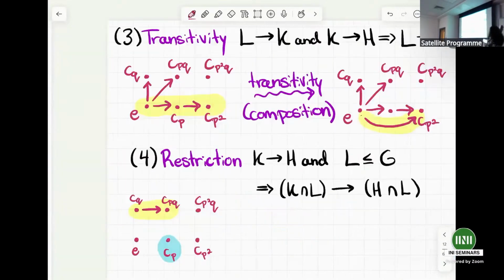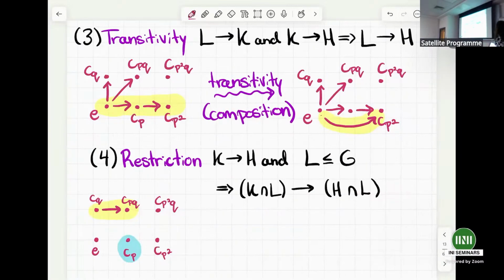And then with restriction, things get even more complicated. Mike was talking about this a lot today. If I have some edge from K to H and just some subgroup of G, I also need the restriction of these two subgroups. I need that edge to also be in it. Here I've started with an edge from CQ to CPQ. I can restrict by a lot of things. I can restrict by the whole group, but I just get the same edge back, so who cares? I restrict by E, but then I just get the edge from E to E. I already have that, who cares?